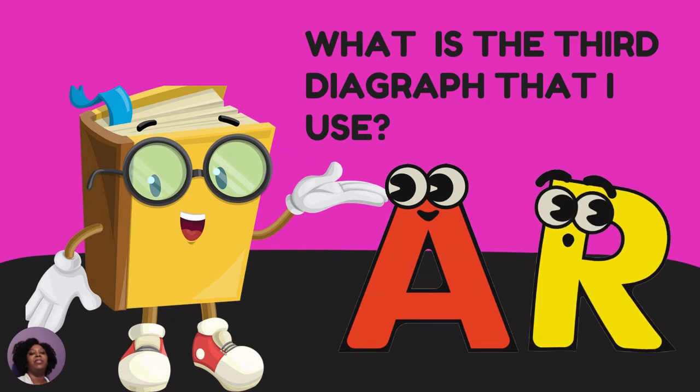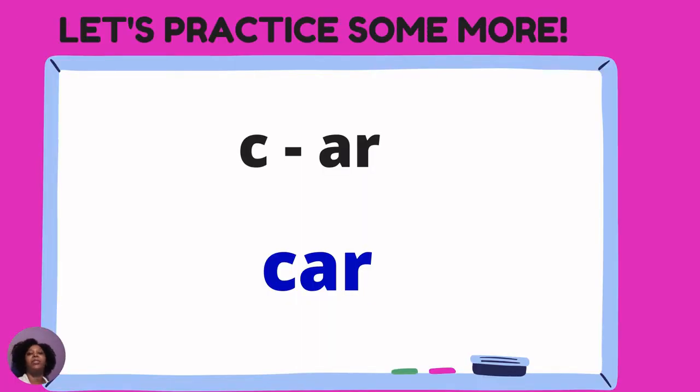Now let's use that digraph with a flashcard. So the word I like to start with first is the word car. So you would ask the child, what sound does the letter C make? And the child would have to say k. What sound do A and R make? R. Can you please put those sounds together and now pronounce what this word is? Car.